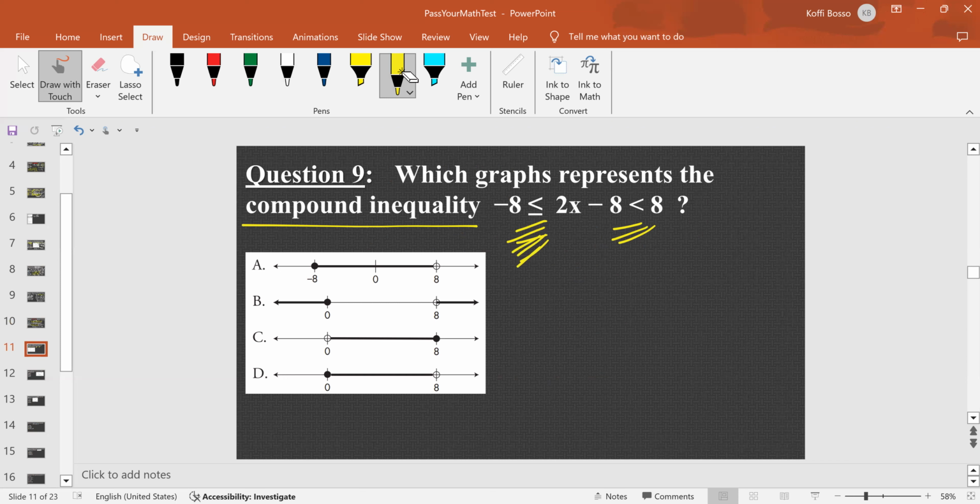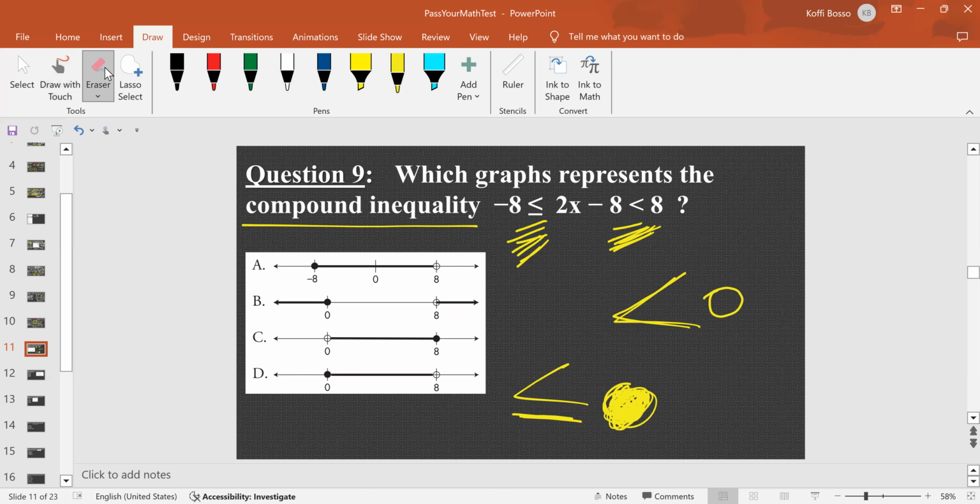first symbol, is less than or equal to 2x minus 8 is less than 8. So less than is just this, but less than or equal to will have that little bar underneath. Okay, also understand that when they use less than or equal to, which is the case here, they shade the circle. So you will see that on the 4 graphs here, we have some point shaded. Okay, if it's just less than, you have an open circle, they don't shade.